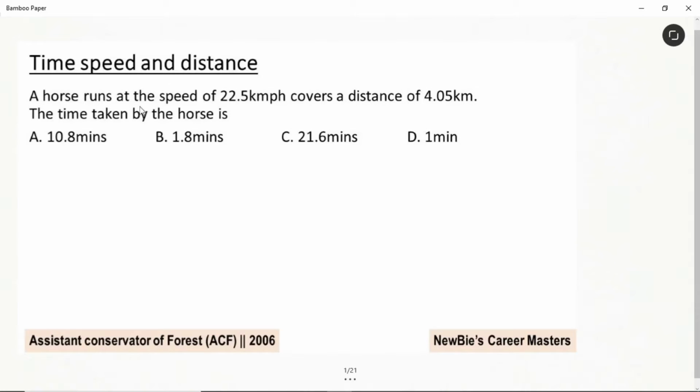The question is: a horse runs at the speed of 22.5 km per hour and covers the distance of 4.05 kilometers. The time taken by the horse is, time formula is distance by speed. Very simple question. So distance is given as 4.05 kilometers and speed is given as 22.5 kilometers per hour. Even though this is a very easy question, since decimal values are given, try to improve your calculation speed. Remember, one question, 1 minute.